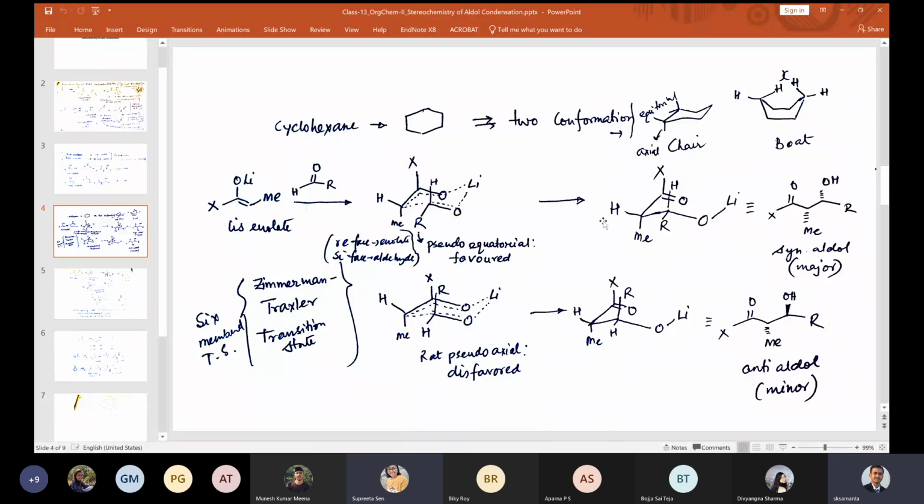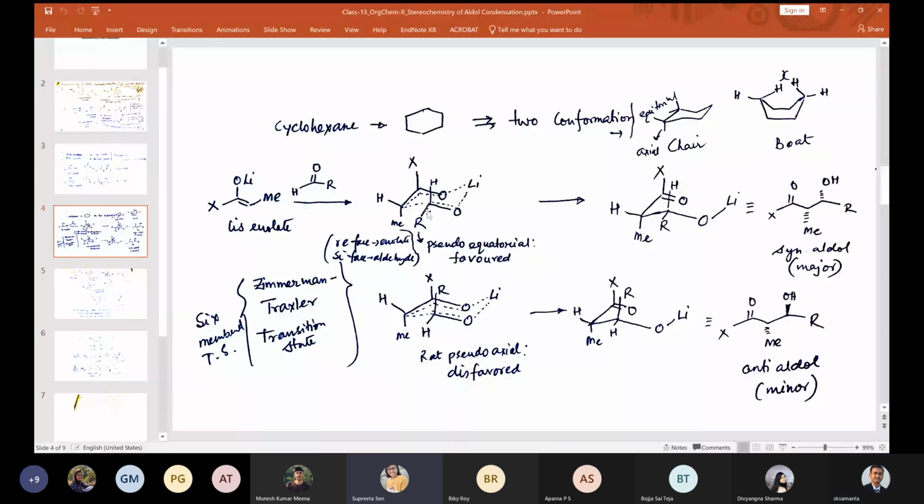Here methyl, as we can see, is in the downward direction, and the OLi, when it is hydrolyzed, will become OH. So with respect to R, OH will also be below the plane, because H is above the plane with respect to R. So the cis enolate gives the syn aldol when it attacks the si face.